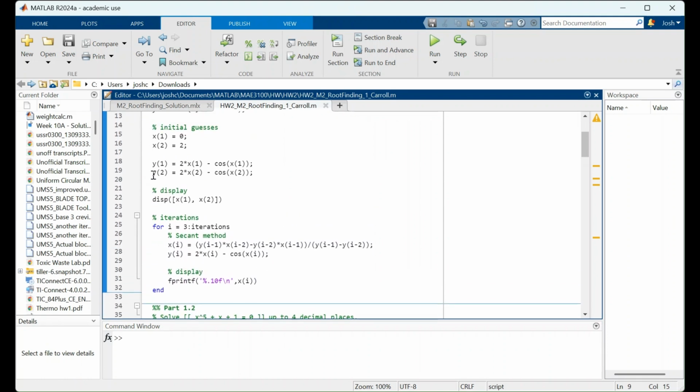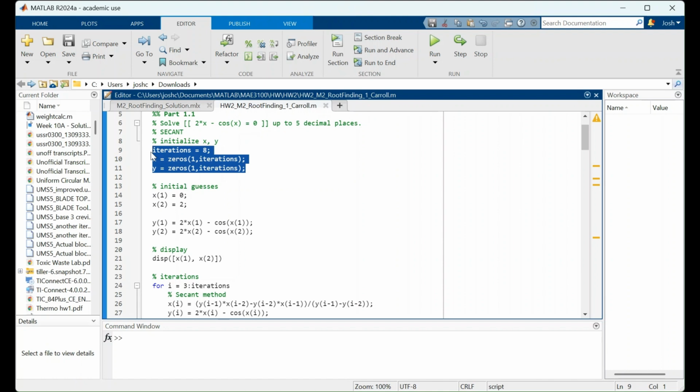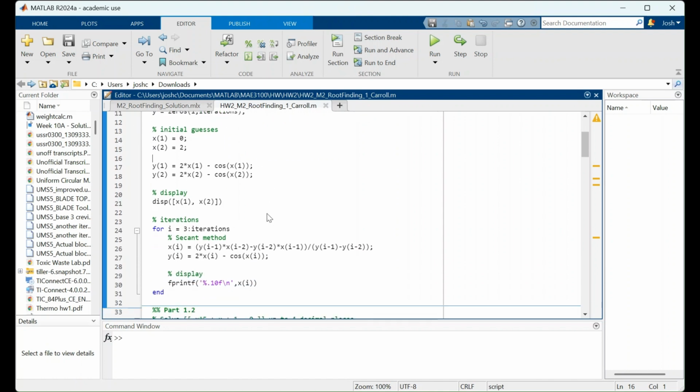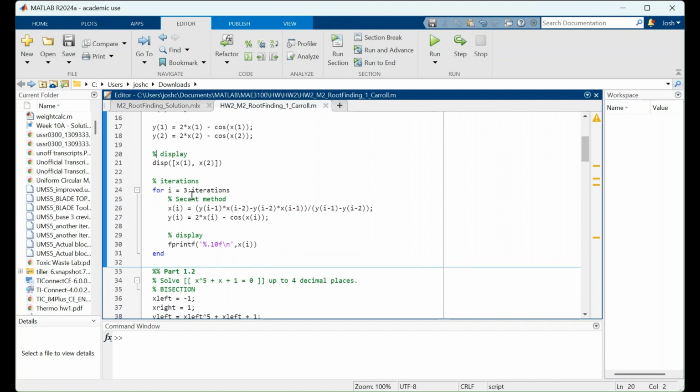You get the initial guesses, the corresponding y values of the initial guesses, the array for the guesses, values displayed. Here's the loop. Here's the secant formula for x. Here's our function for y. It's also indexed with the for loop to run it. And then we display our different values of x because that's what we're looking for, our root. And I'm going to go ahead and run it.